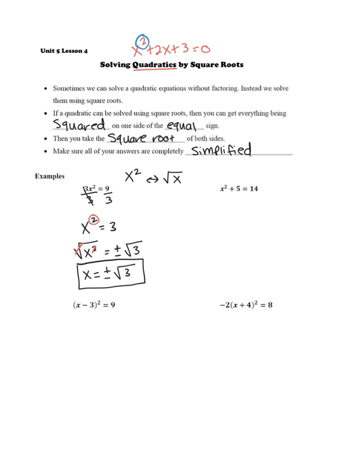So this equation actually has two answers. You have a positive root 3 and a negative root 3. I could also write it as root 3, comma, negative root 3. So there are two solutions. Let's look at the second one.